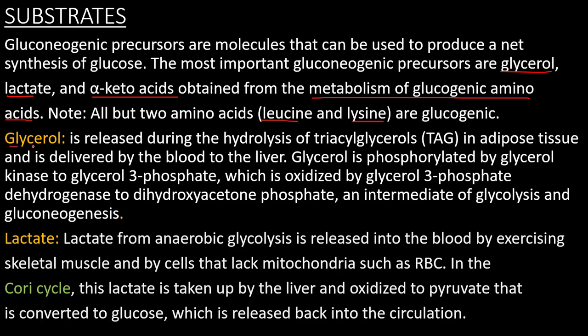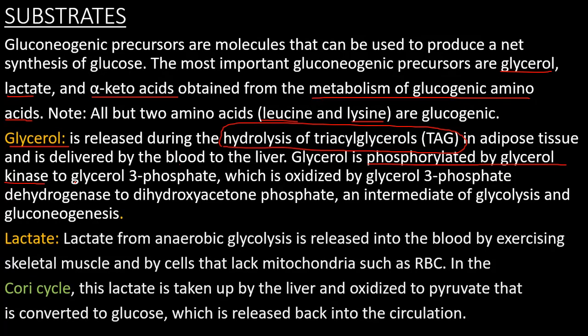Now, let's look at how glycerol can be used to produce glucose. It is usually produced from the hydrolysis of triacylglycerols in the adipose. Now, once you remove the fatty acids from the triacylglycerol, you remain with the glycerol backbone, which is usually delivered from the adipose tissue to the liver by blood, where it is phosphorylated by glycerol kinase. This enzyme, glycerol kinase, is present only in the liver.